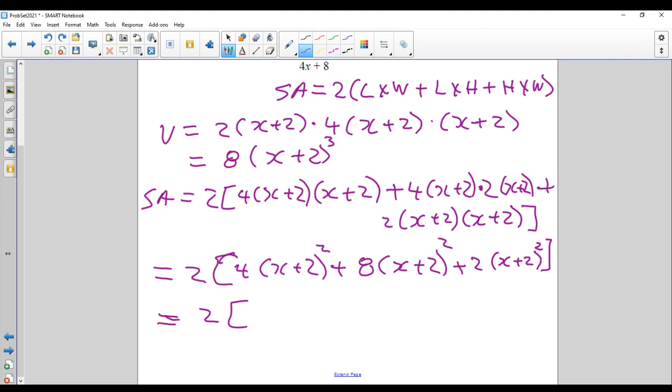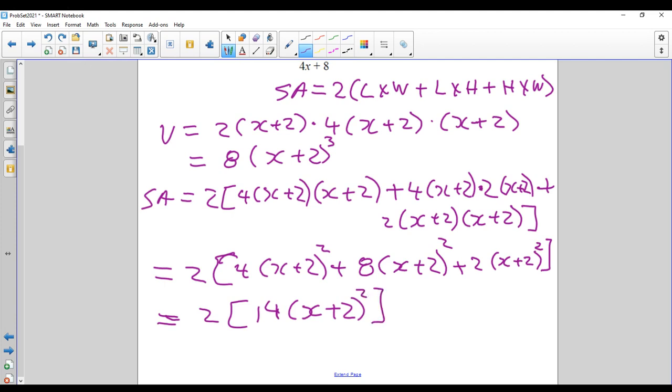4 and 8. Yeah, you're adding all of them. So this is 4 of them here, 8 of them here, and 2 of them here. Isn't that what you should be doing? This is an x plus 2 squared, and there's 4 of those. There's 8 of them here, and there's 2 more of them over there. We're just putting them all together. 14. There you go. So there's 14 of these x plus 2 squareds.